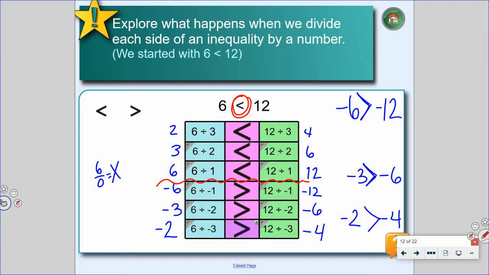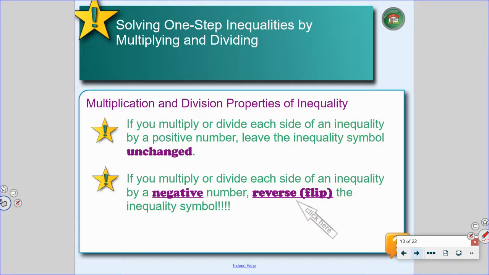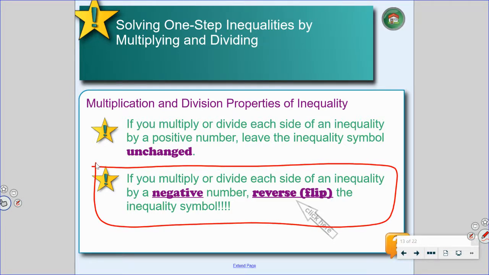It flips around. So the multiplication and division properties of inequality state: if you multiply or divide each side of an inequality by a positive number, leave it alone, unchanged. But, and here's the most important part of today's lesson, if you multiply or divide each side of an inequality by a negative number, and that's multiply or divide, not add or subtract, which didn't change anything, it always flips around, it reverses on us.